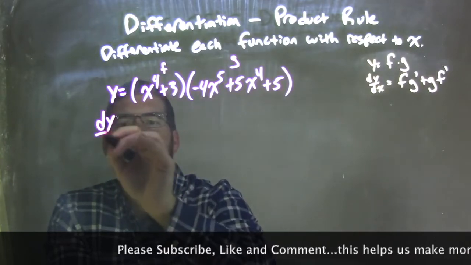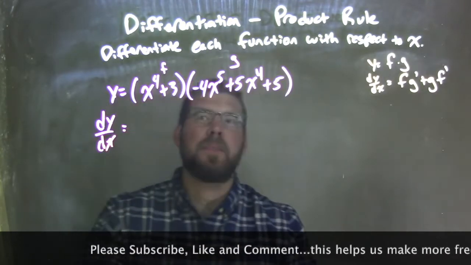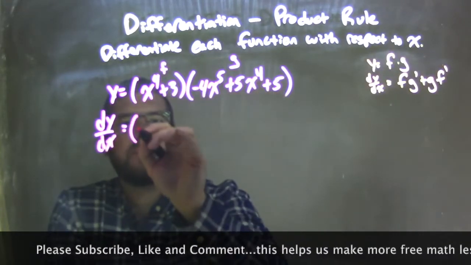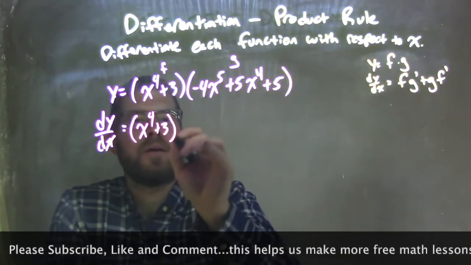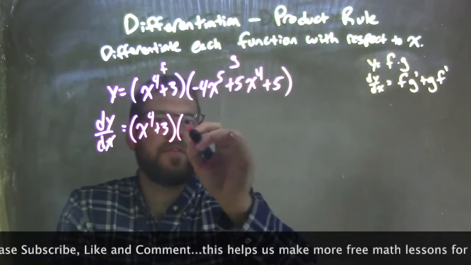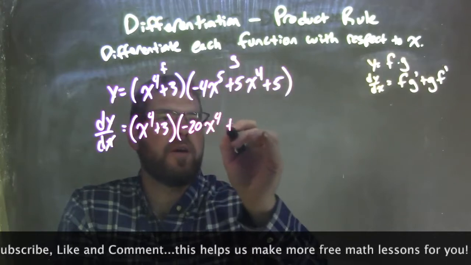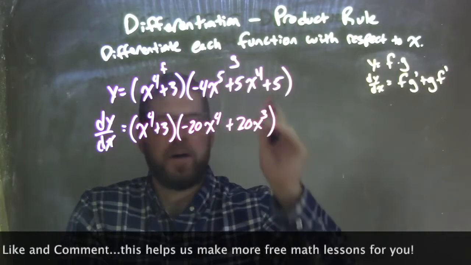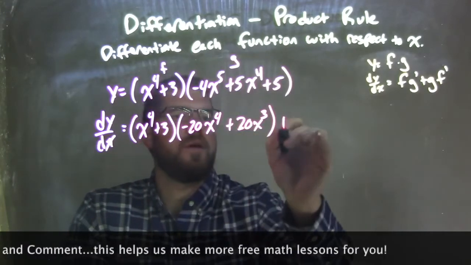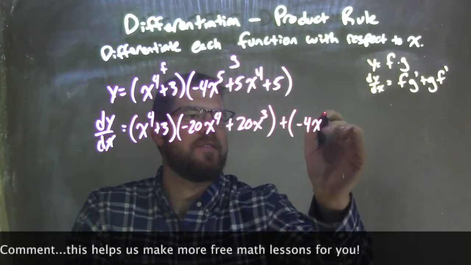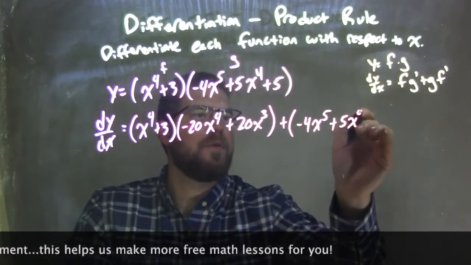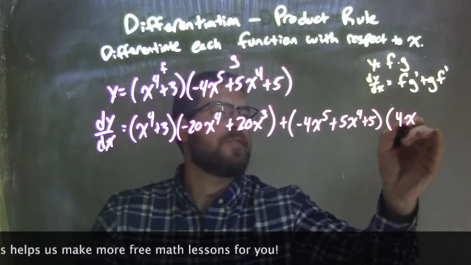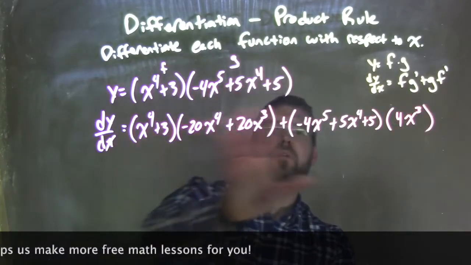So we have dy/dx. Our derivative here, to apply the product rule written right there: f, which is x to the fourth plus 3, times g prime, so let's take the derivative of this, negative 20x to the fourth plus 20x to the third, and then there's no plus 5 because that's eliminated, so that's our g prime, plus g, which is negative 4x to the fifth plus 5x to the fourth plus 5, times f prime, which is 4x to the third. Okay, big and written out here.